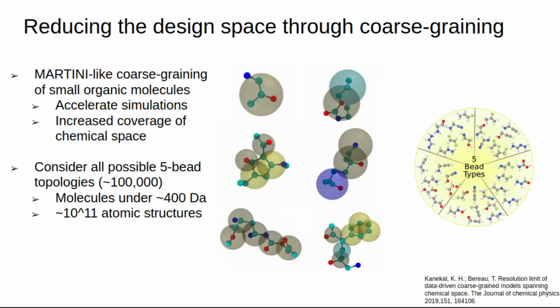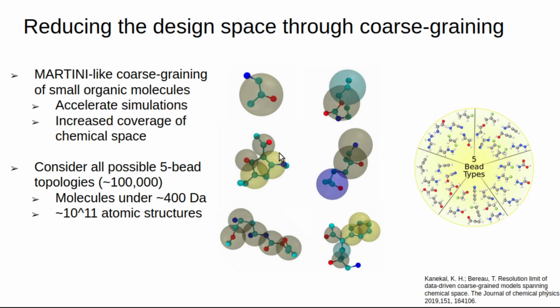I'm now going to describe the design space that we elect to work in for this work. So ideally, we'd want to consider all small organic molecules. However, this space becomes combinatorially large very quickly. So rather, we can consider a Martini-like coarse screening of all small organic molecules that involves only 5 different bead types. And in doing so, we're simultaneously able to accelerate the simulations that we perform, in effect, increasing the throughput of our technique, while also increasing the effective coverage of our design space while reducing our search space.